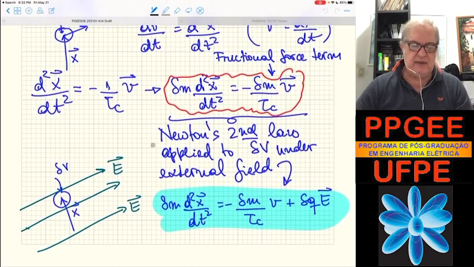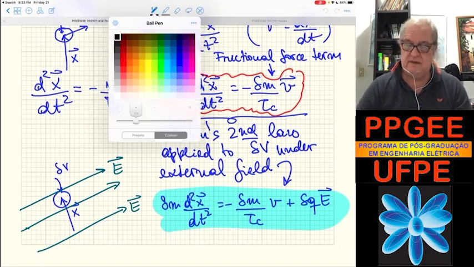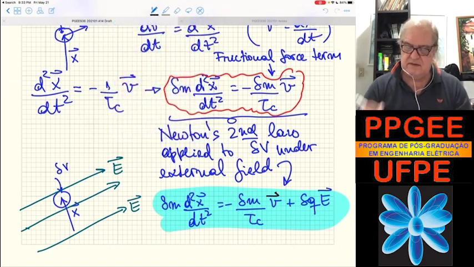Now, if we include the application of external fields, we just have to add an extra force to the system, to the right-hand side. We have frictional force plus applied force due to an E field. The applied force is the charge times the field, right? So the new equation is mass times acceleration equals the frictional force, I forgot the vector here, plus the external force.